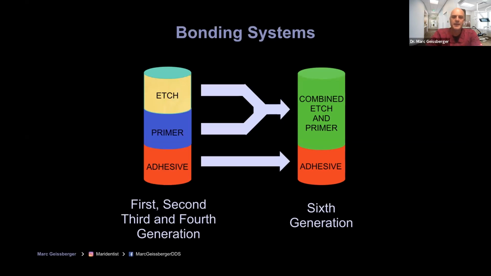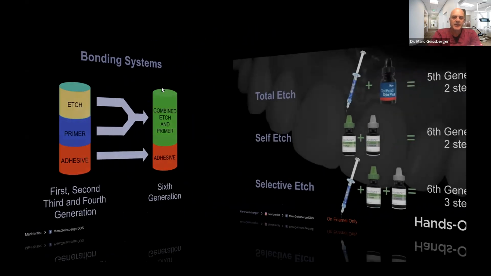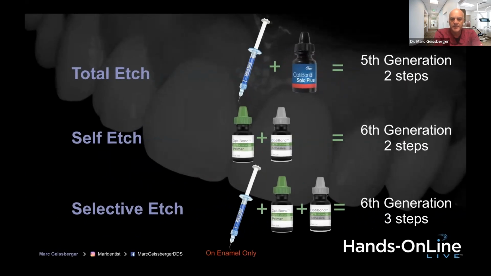So what does that mean? Well, that means this, and I'll use, say, XTR as an example. Extra or XTR from Kerr is a great self-etching adhesive. And it is really designed as a self-etcher. But if I have cavo surface on enamel, I'm going to go with what you see at the bottom of the screen here, and that's what's called a selective etch.